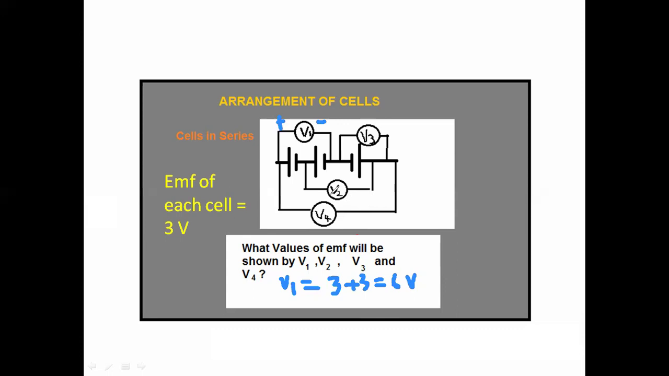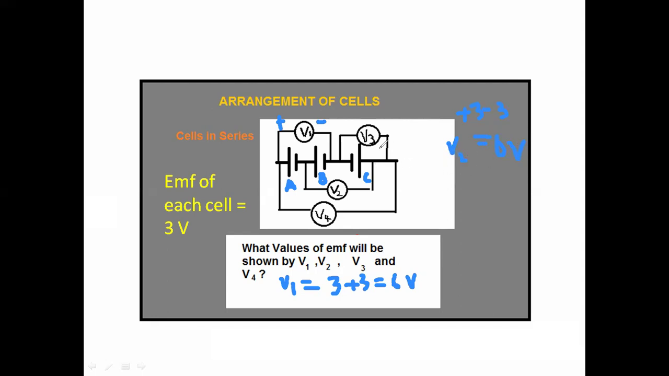What will V2 show? V2 is connected across cells. Suppose this is cell A, B, C, and voltmeter V2 is connected across B and C. But the two cells are connected in opposite manner. That is, the negative of cell B is connected to the negative of cell C. So the resultant EMF will be plus 3 minus 3, so that will show 0. So V2 will show 0 volt.